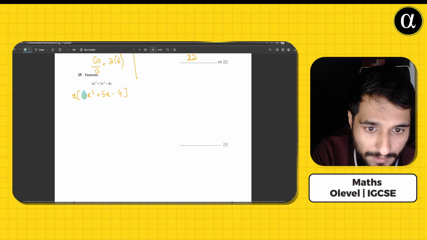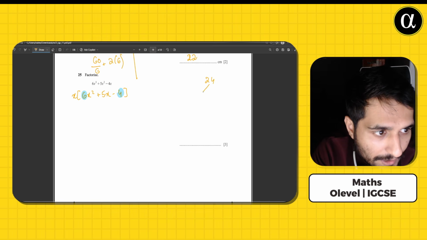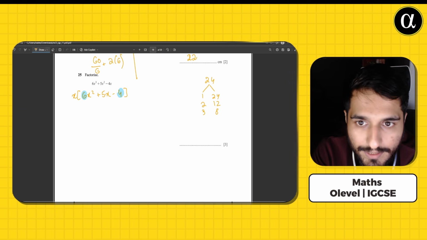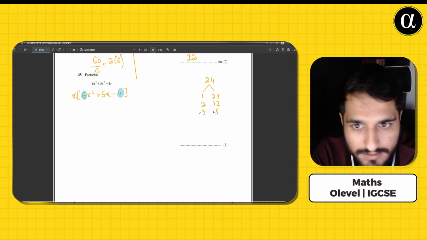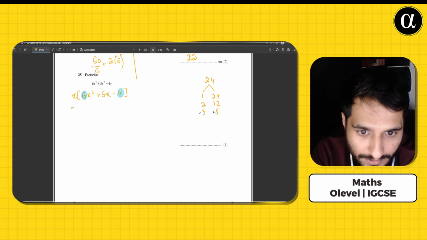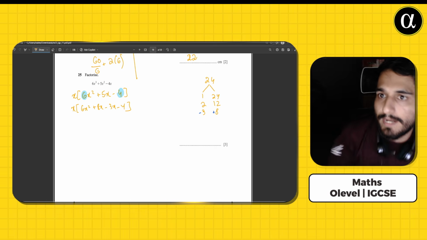So we will multiply 6 with 4, and what we get is 24, and then we'll write the factors of 24, which will turn out to be 1 and 24, 2 and 12, 3 and 8. And 3 and 8 seems to be the best factor with which we can get 5, so plus 8 and minus 3. And this is what we're going to do. Now we'll be left with what? We can say x times 6x squared plus 8x minus 3x minus 4 and bracket close.